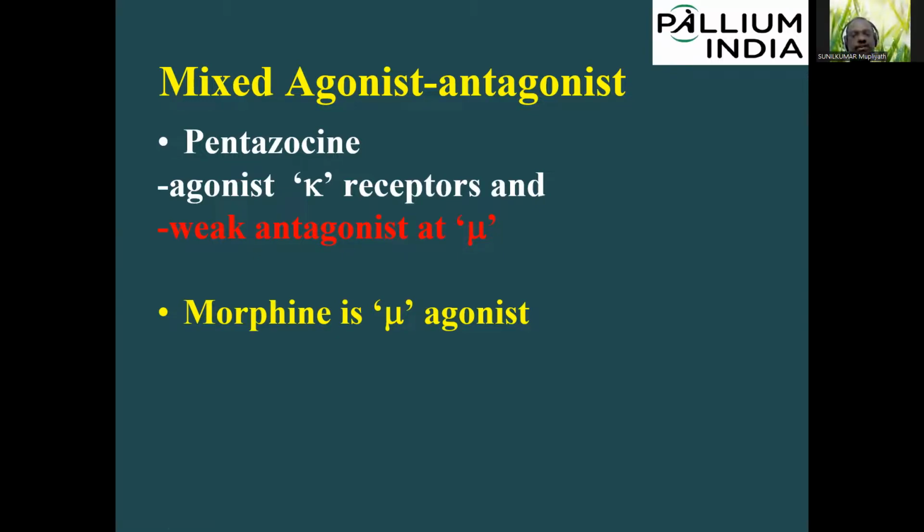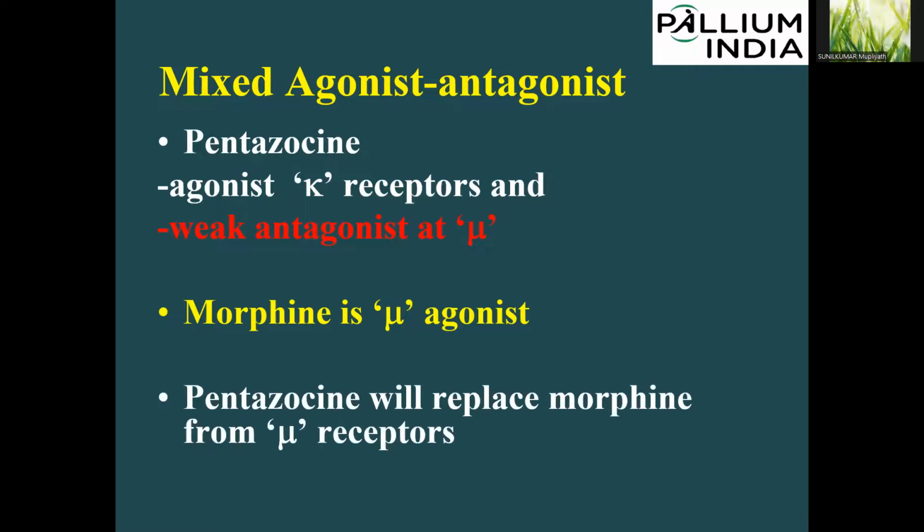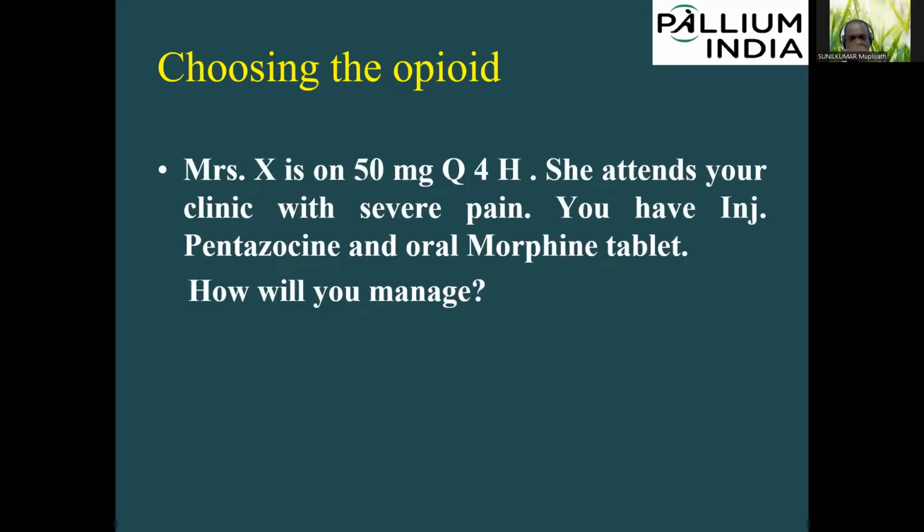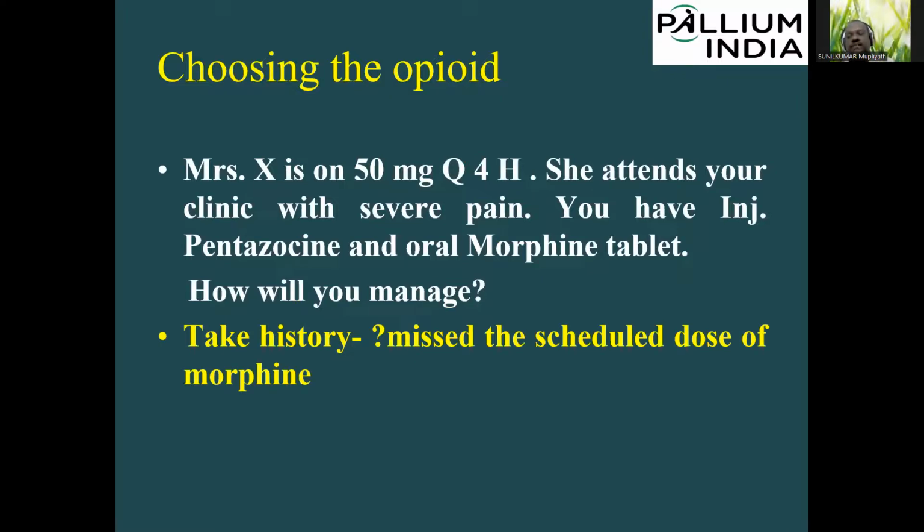So fentanyl, morphine, methadone, these all are mu agonists. Okay. So if you administer pentazocine to a patient who is already on a large amount of morphine, then probably the patient will not have pain relief. Instead, there will be more pain. Okay. So in this patient, you have to take a detailed history, whether he has missed a dose, then you have to administer the morphine itself as an SOS dose.